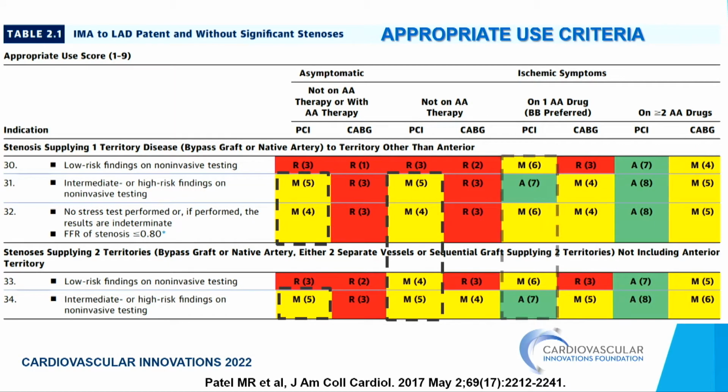Here, if you look at the appropriateness criteria, if the IMA is patent without significant disease, and you've got either SVG or native disease, there's rarely a single case where it's rarely appropriate. Most of the time, what you'll be doing will be either moderately appropriate or clearly appropriate.